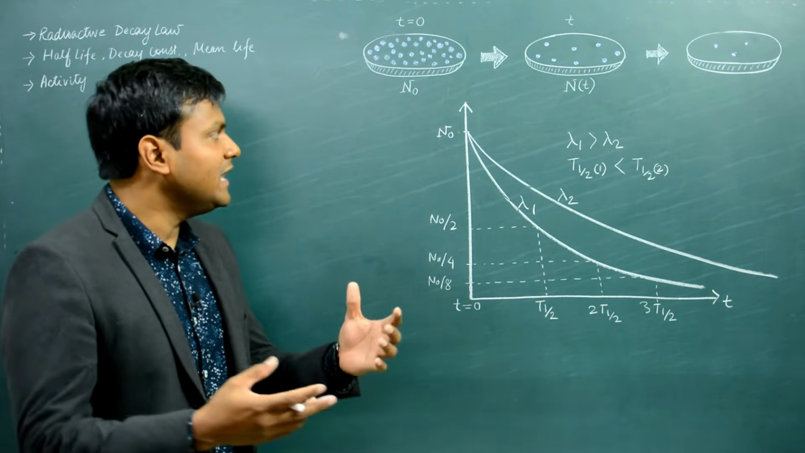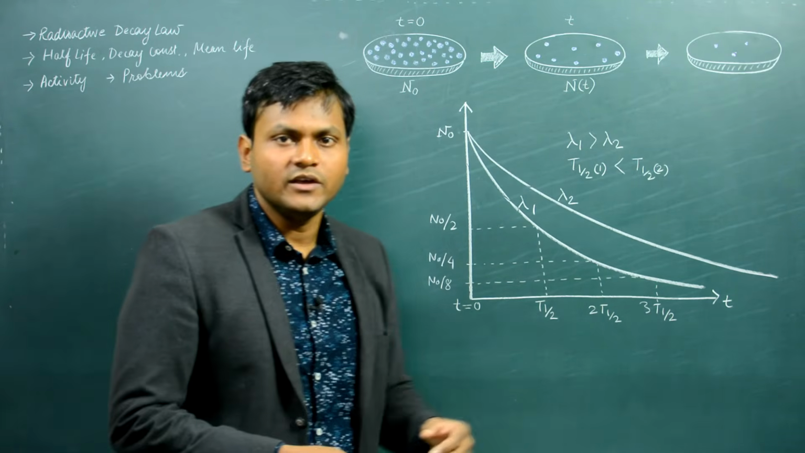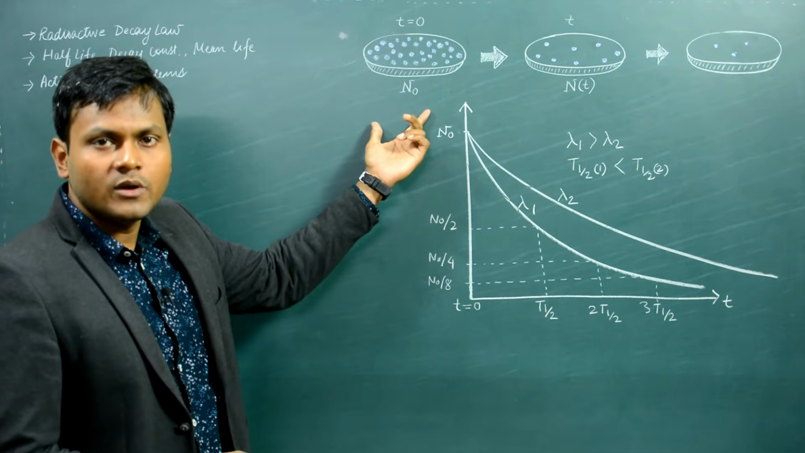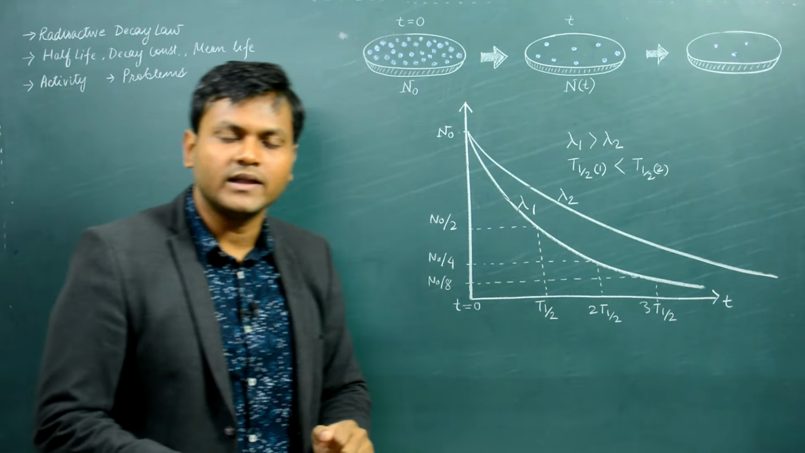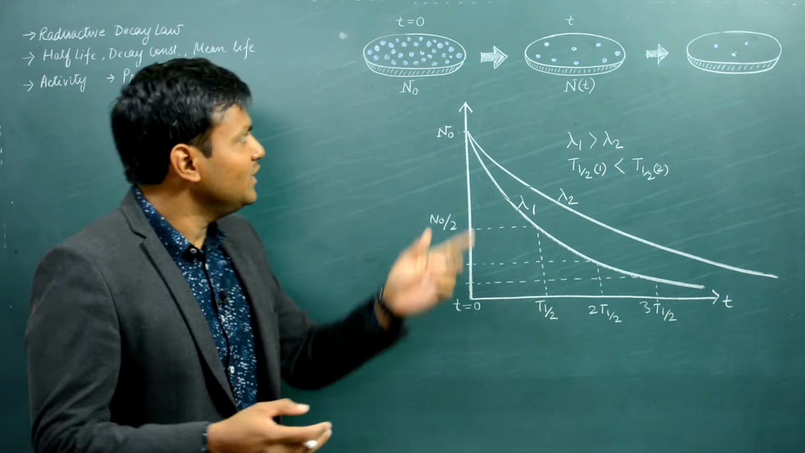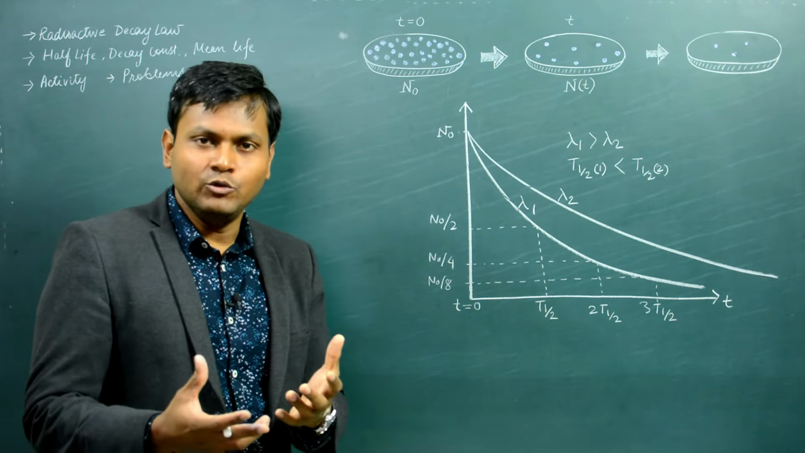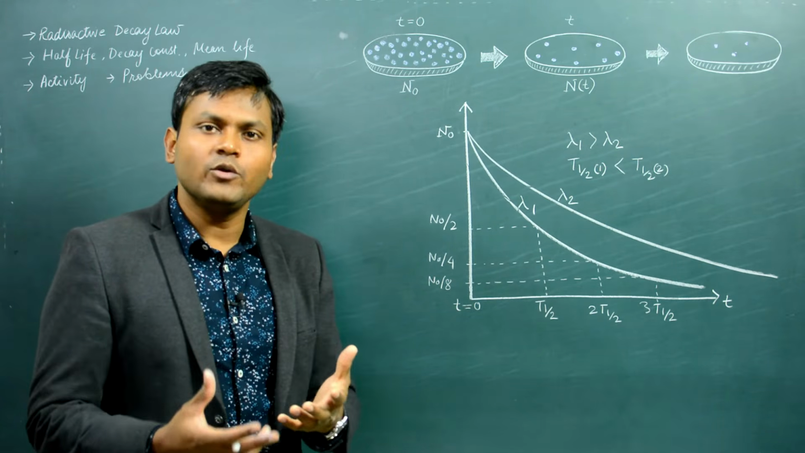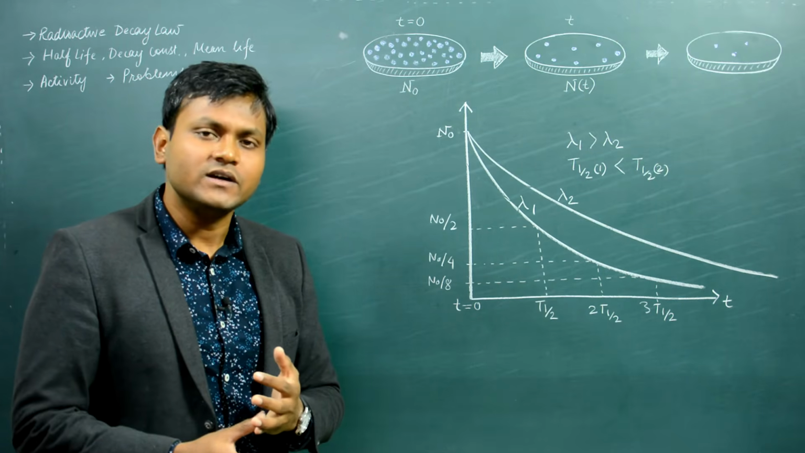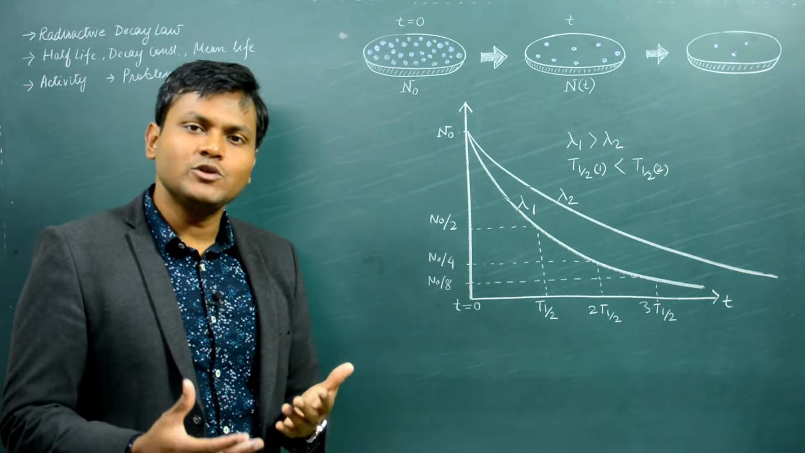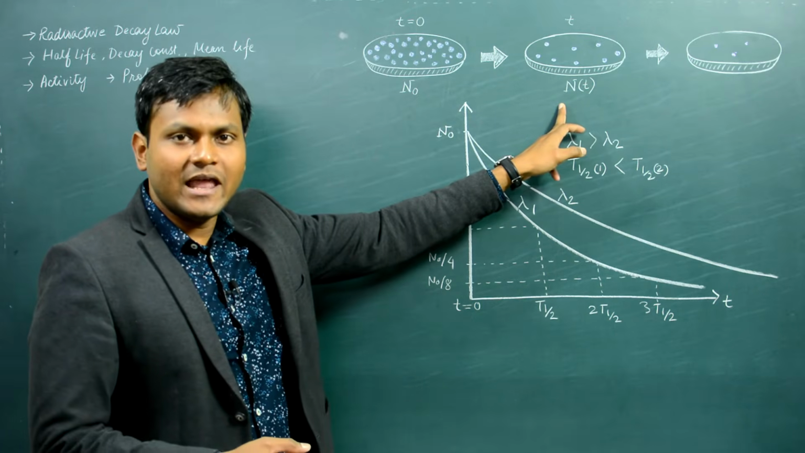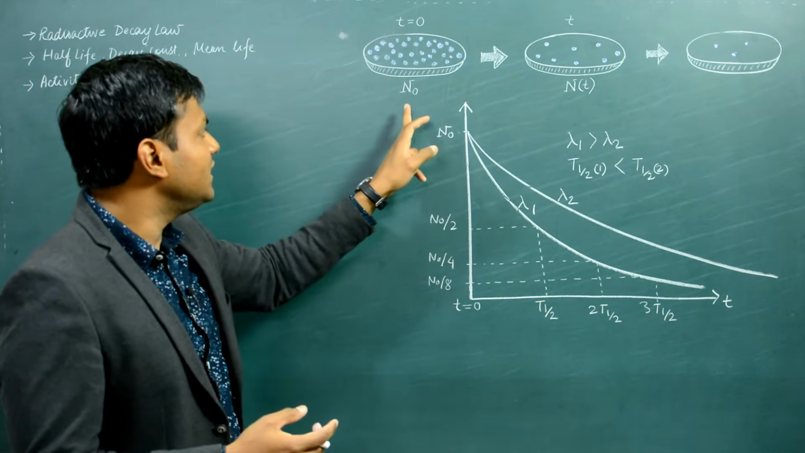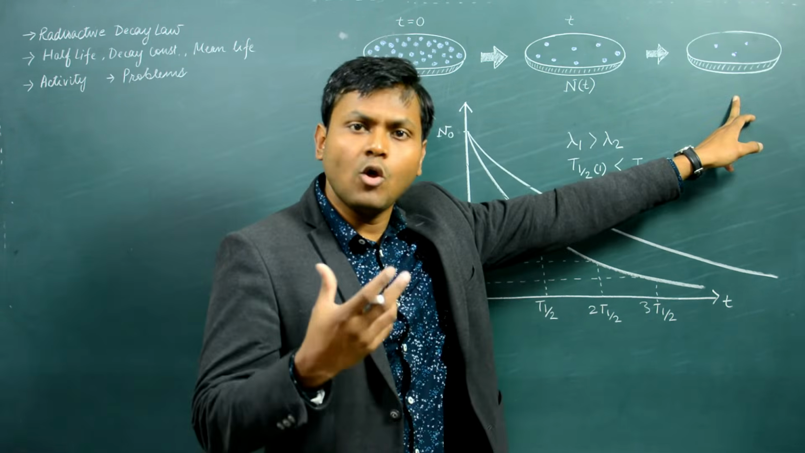To understand mean life, I have drawn another diagram here. So let's suppose the sample has n naught number of particles, then after some time it has n number of particles, and after some time it has even fewer particles. Now let's understand something. These are all same kinds of nuclear atoms, okay? They are all undergoing the same kind of nuclear decay. However, the lifespan of each individual atom is different. That means the particle which undergoes decay in this lifespan has a shorter lifespan, and the particle that undergoes decay in this lifespan has a longer lifespan.